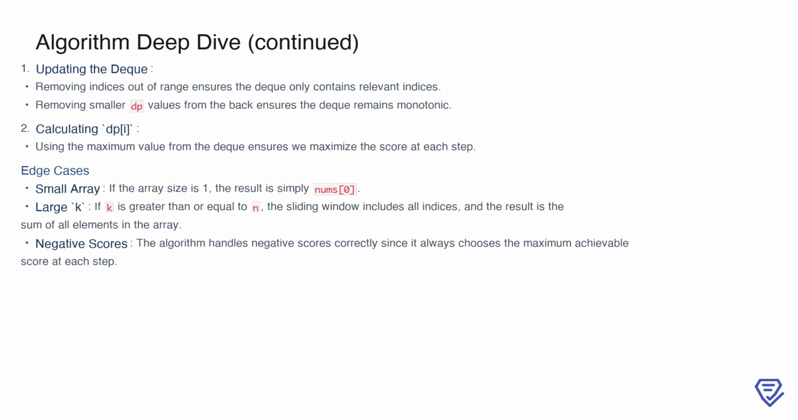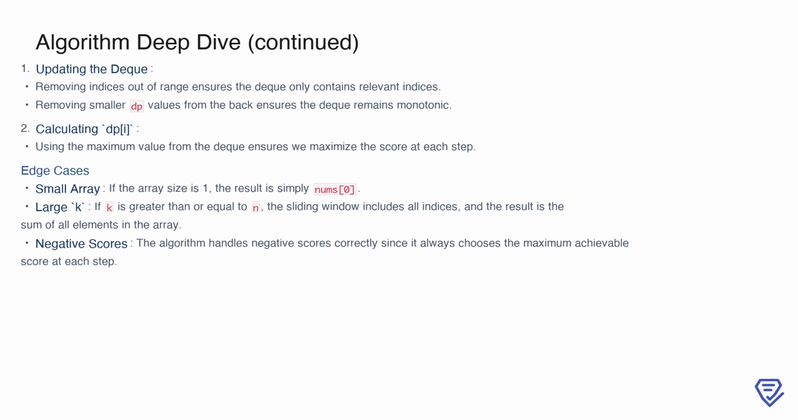To maintain the deque efficiently, we perform two key operations at each step. First, we remove indices that are outside the current sliding window range. This ensures that the deque only contains relevant indices for the current step. Second, we remove indices from the back of the deque if their DP values are less than or equal to the score at the current index, as they will no longer contribute to maximizing future scores. Once the deque is updated, we calculate DP, using the maximum value from the front of the deque, ensuring we are always making the optimal choice at each step.